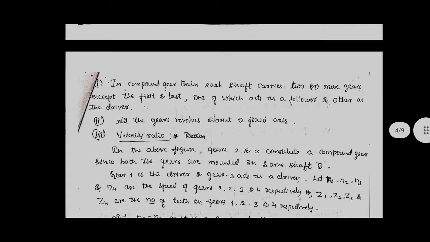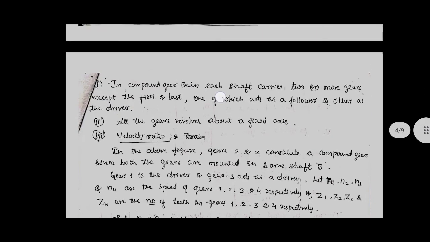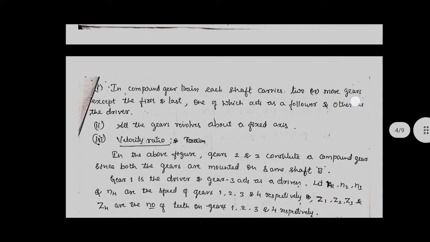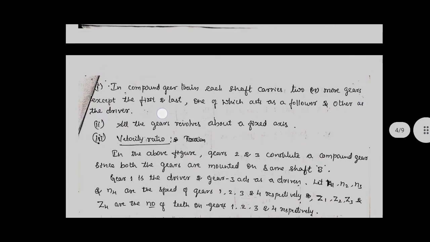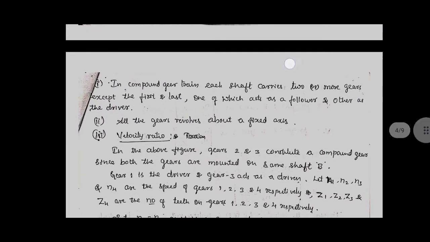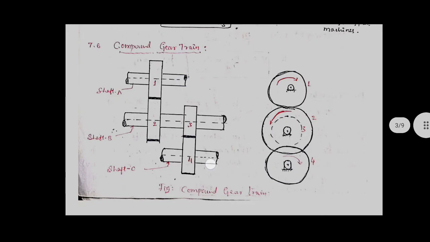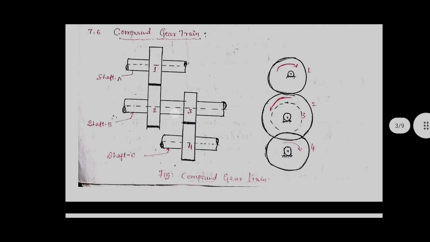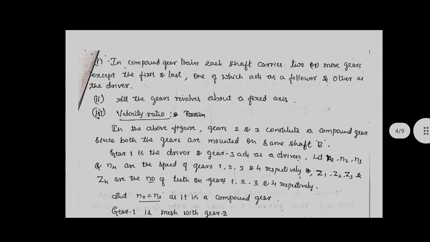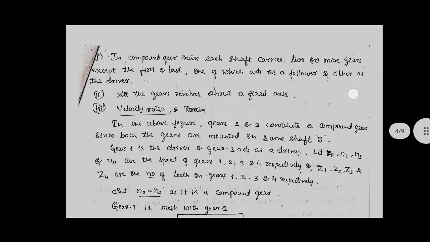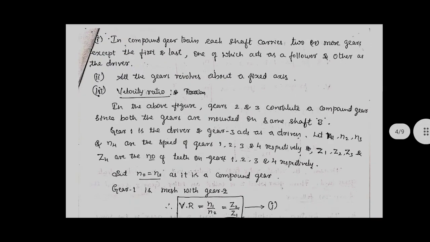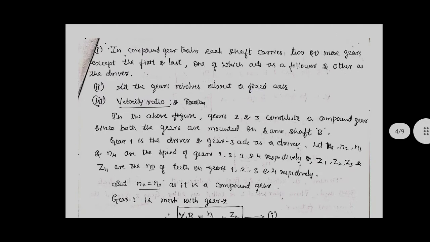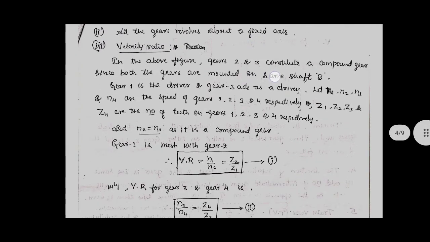In compound gear trains, each shaft carries two or more gears except the first and last gear. Except the first and last gear means the middle gears, which have more than one gear. One of them acts as a follower and the other as a driver. All the gears revolve about a fixed axis, which is also present in here.